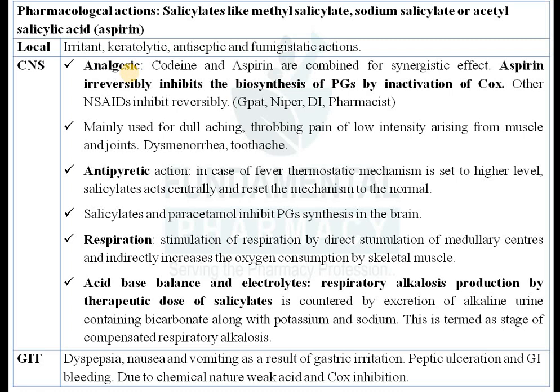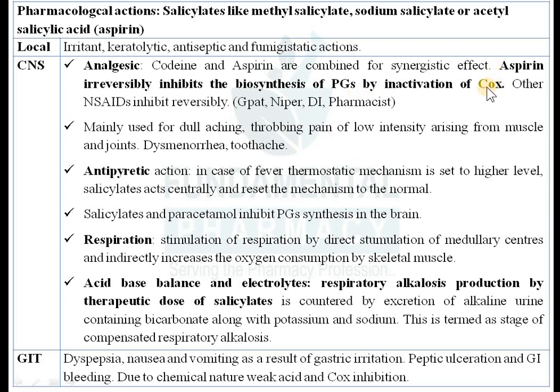Okay. Now what are their central actions? CNS actions. They act as analgesics. Codeine and aspirin, when combined together, give a synergistic effect. Aspirin is acetyl salicylic acid, and it irreversibly inhibits the biosynthesis of prostaglandin by inactivation of COX. Right. So remember, aspirin is an irreversible inhibitor of COX.